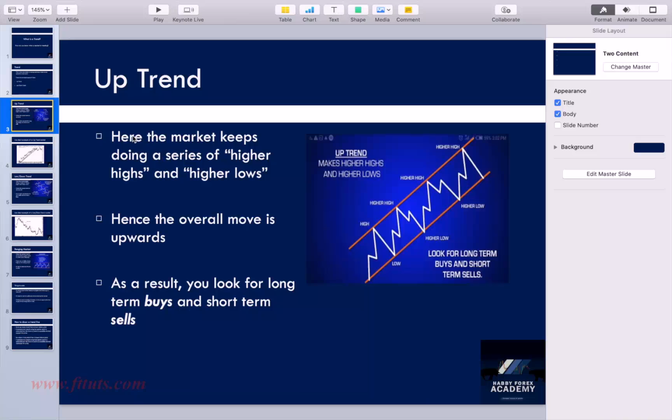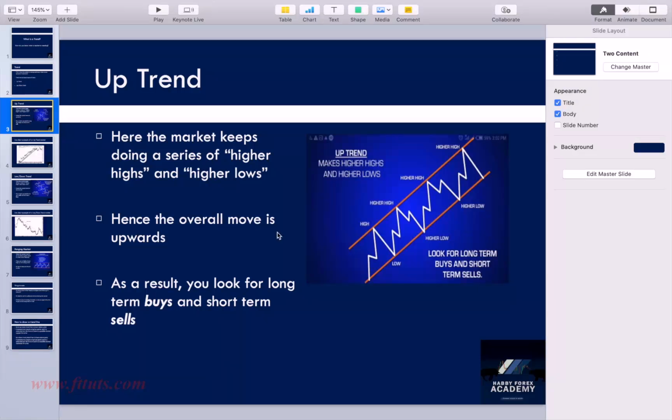In the uptrend, the market keeps making a series of higher highs and higher lows. What I mean by a higher high is the highest price the price has reached recently before a reversal. The higher low is where the price pulls back to before reversing, without getting down to the support.